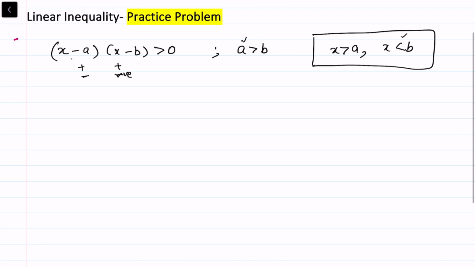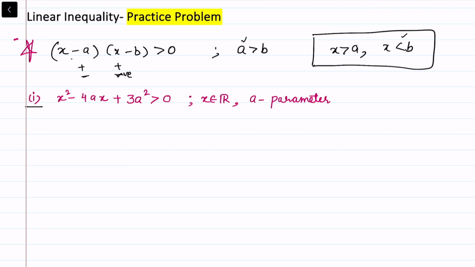Simultaneously, we cannot have the two quantities. Now, using this as a formula, let us solve the following questions. So, question 1 says x square minus 4ax plus 3a square greater than 0. x belongs to real, a is a parameter, and of course we want to solve for the values of x.